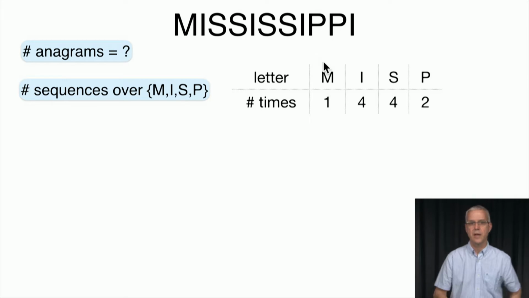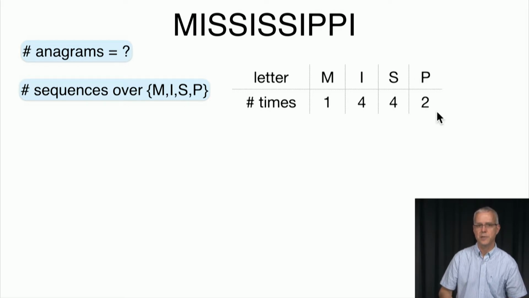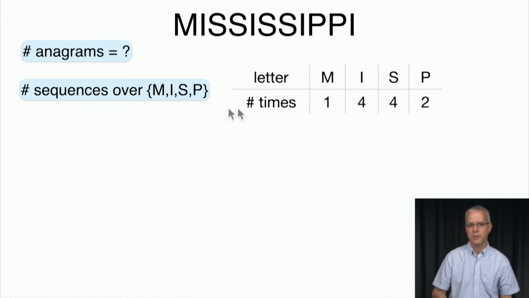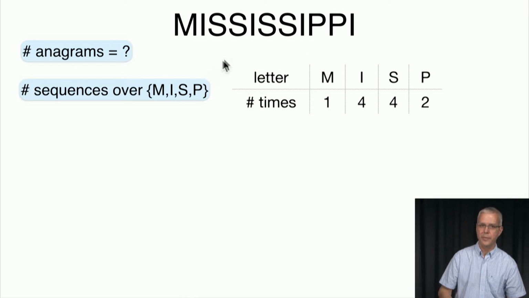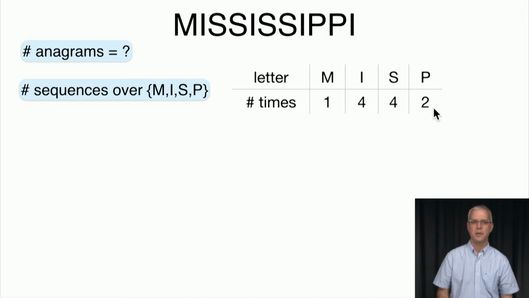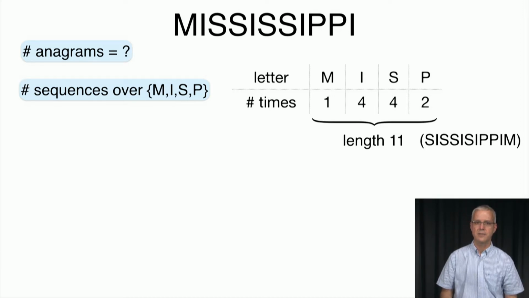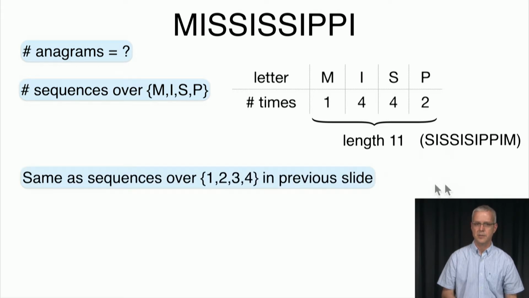So what we have is that the letter M appears once, as we see here. The letter I appears 4 times, the letter S appears 4 times, and P appears twice. And perhaps not surprisingly, these are exactly the same numbers as we had in the previous slide. So therefore, the number of anagrams of Mississippi is the same as the number of ways of writing sequences of 1, 2, 3, and 4, where 1 appears once, 2 appears 4 times, and so on. So it's exactly the same number. And again, the length is 11. One such anagram is this, and it's the same as what we've done before.